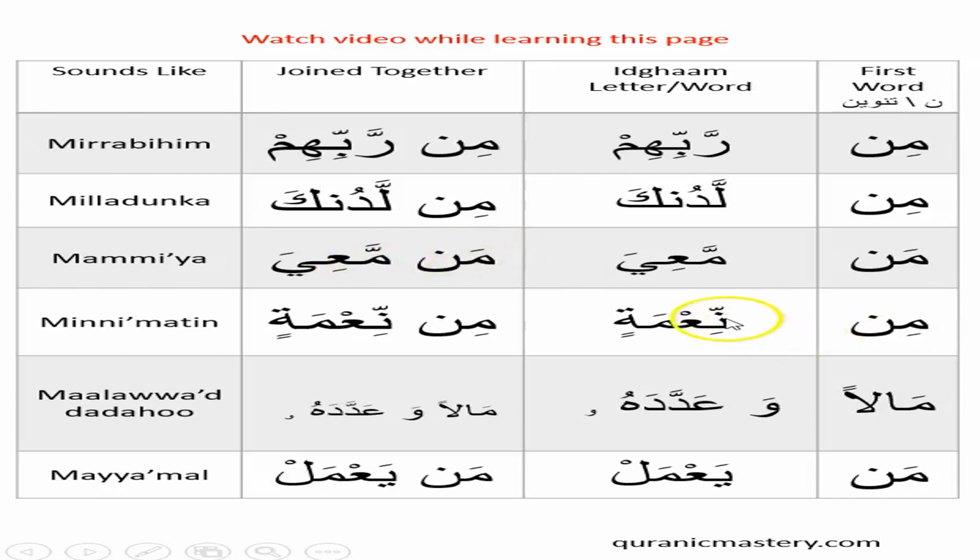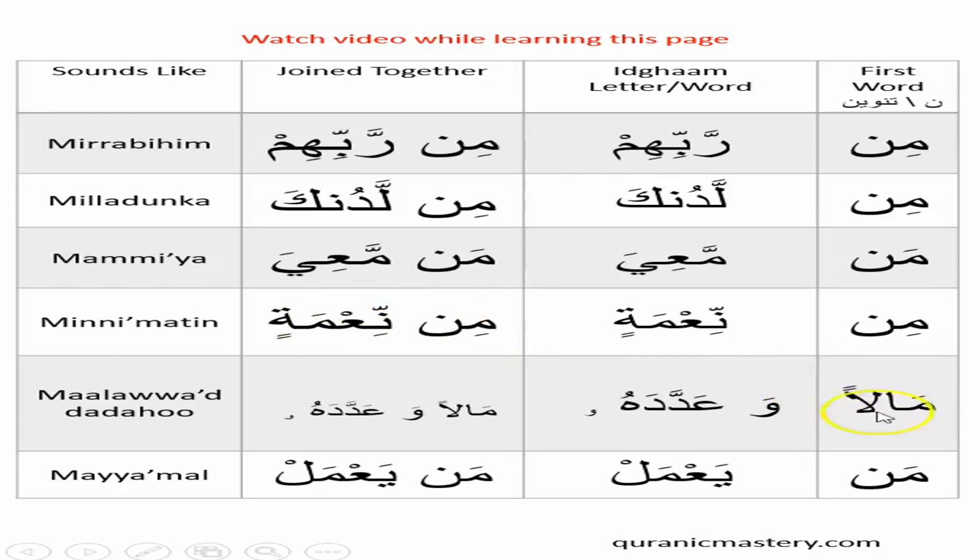This is min, and the second word is ni'mah or ni'matin. So we can say min ni'matin. We can see here this kasra is going straight into the noon, and again this is a ghunna letter, so we are going to say the noon with the ghunna.